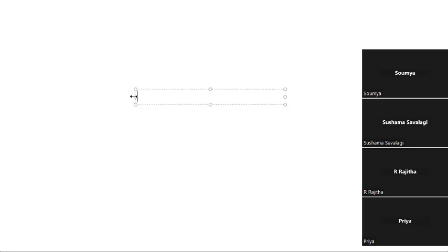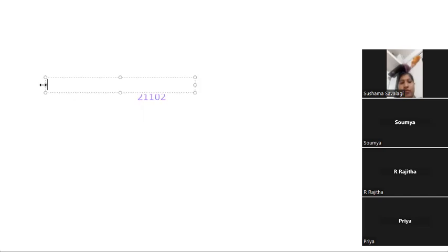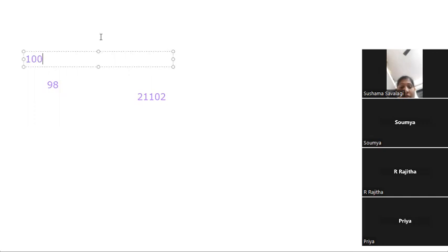So let's start the class by taking a sum of a 5-digit number like 21102. Now it is a 5-digit number and it has to be divided by 98. So we have to go step by step. If it is 98, that means the base will be 100. That means we have 20. So when you have 20, you have to divide it here, leaving the last 2 digits.